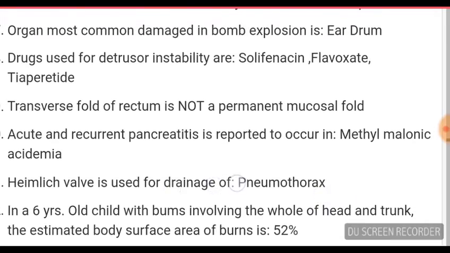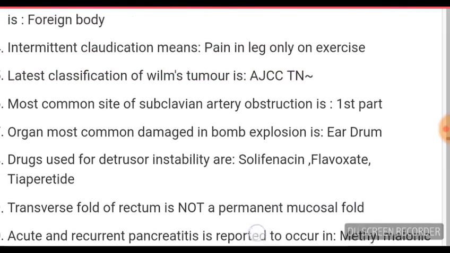Heimlich valve is used for the drainage of pneumothorax. Important. Heimlich valve for pneumothorax. Acute and recurrent pancreatitis is reported to occur in methylmalonic acidemia. Transverse fold of rectum is not a permanent mucosal fold.